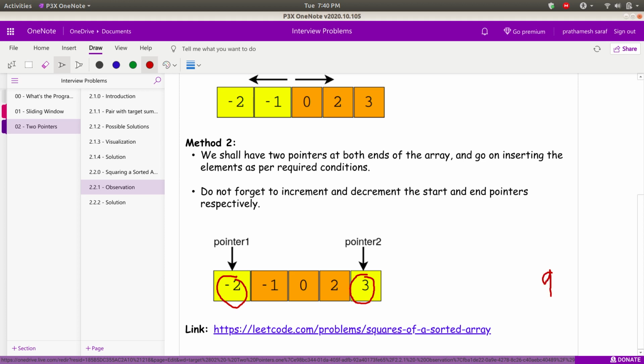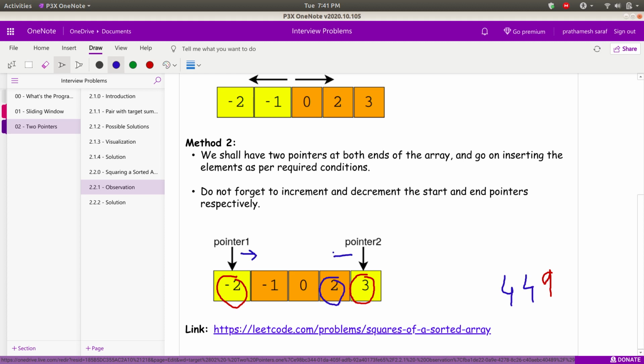Later on I shall compare the absolute value of -2 and 2. Since they both are equal, I shall add one of its values and I shall decrement its pointer, right? After that I shall compare the absolute value of -2 and 0. Since 2 is greater, I shall add the value 4 again. Then I shall increment my pointer here.